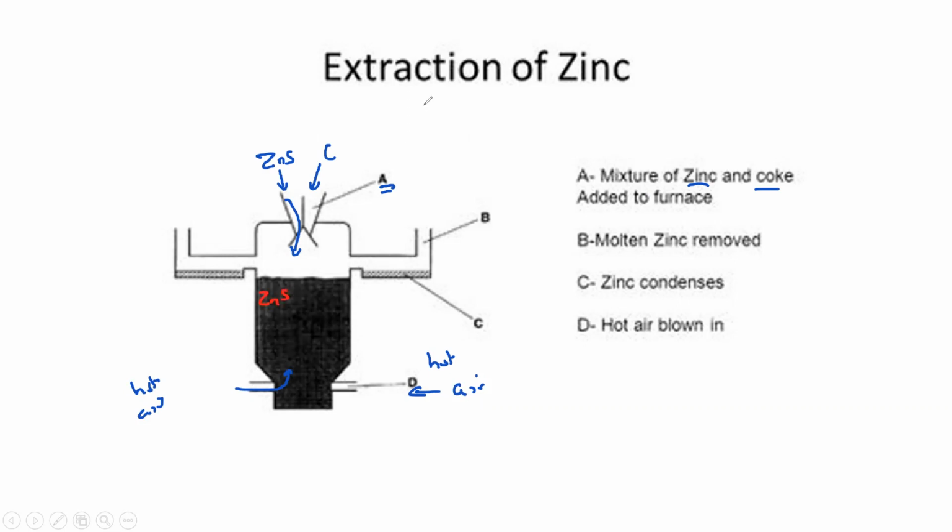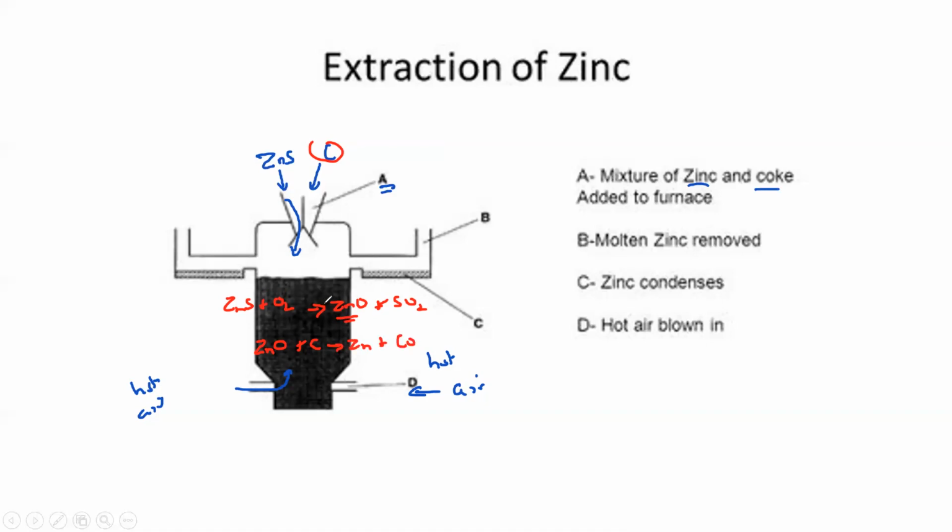So the first reaction which occurs: zinc sulfide reacts with oxygen which is coming from the bottom. It forms zinc oxide plus sulfur dioxide. Then this zinc oxide which is produced reacts with the carbon which we are adding from the top. So zinc oxide plus carbon will form zinc plus carbon monoxide.